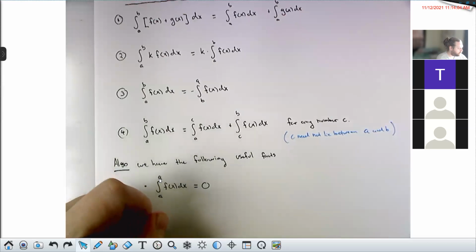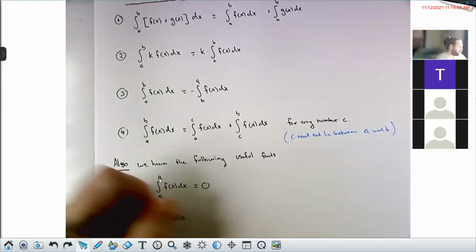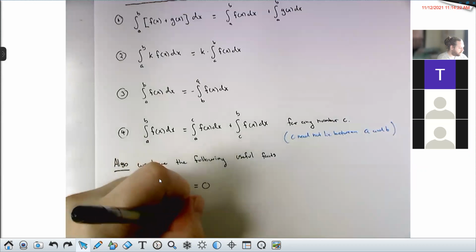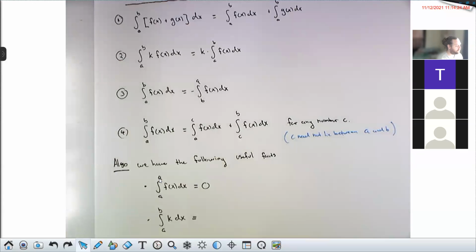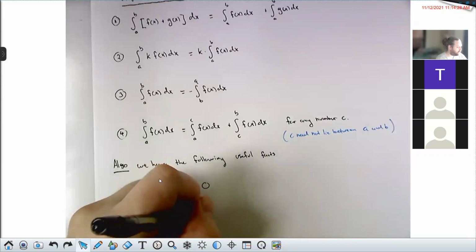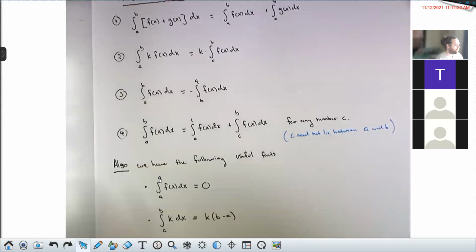Another one, the integral from A to B of a constant. Think about the graph of a constant. It's a horizontal line. So the integral from A to B is the area underneath that horizontal line from A to B. That's the area of a rectangle whose height is k and whose width is b minus a. So this would be k times b minus a.